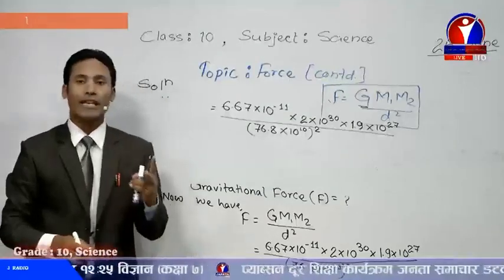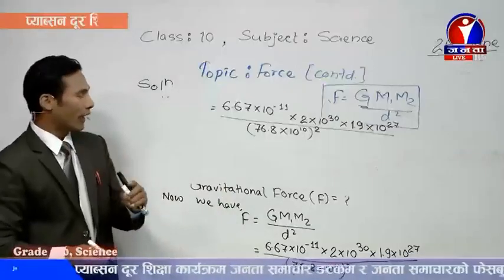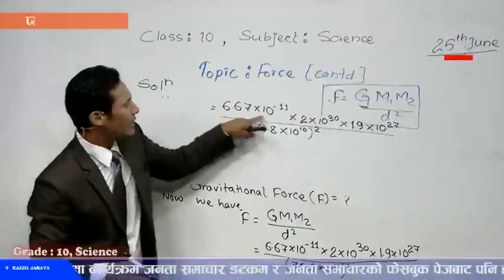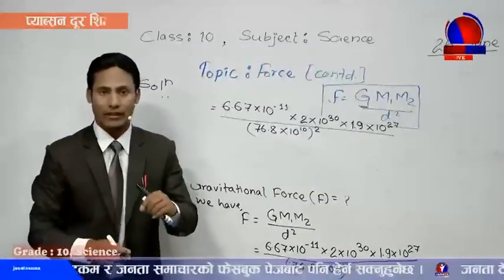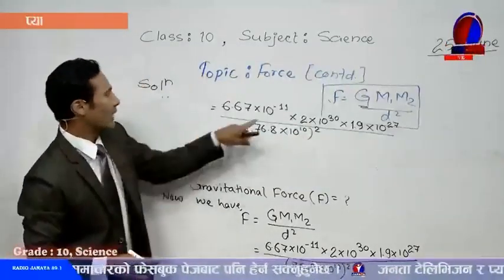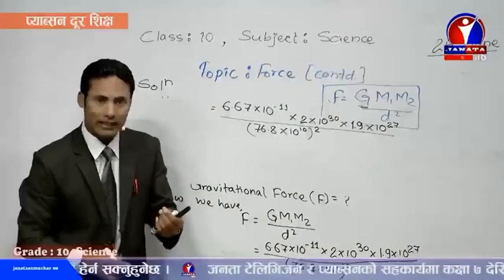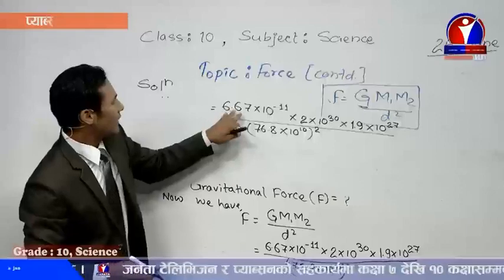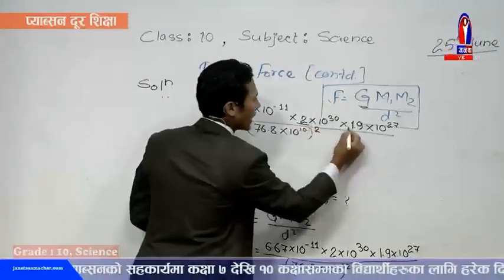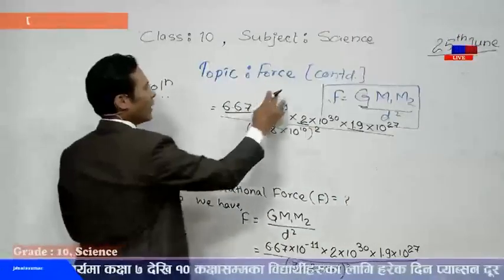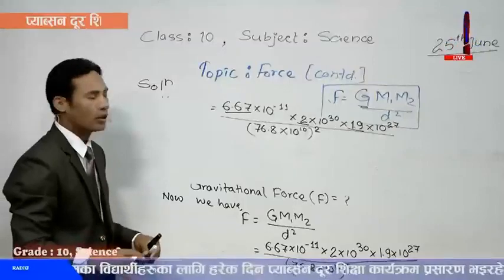There are 2 ways of solving this numerical problem. One way is to enter every expression directly in the calculator, including the powers of 10. Another method is to multiply the numbers, these terms, and simplify the remaining powers separately. You can use any method for solving this.